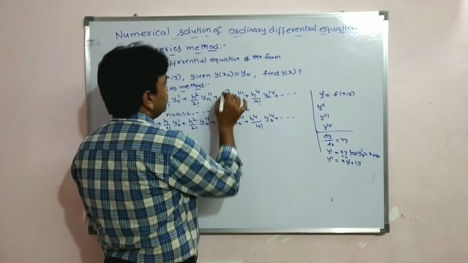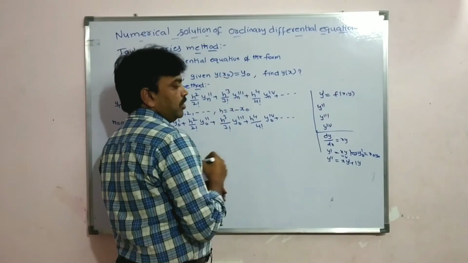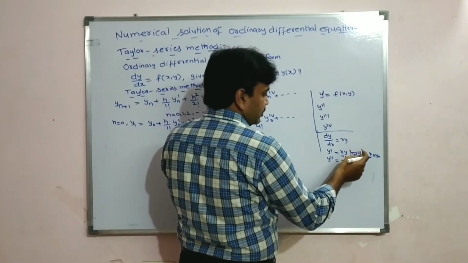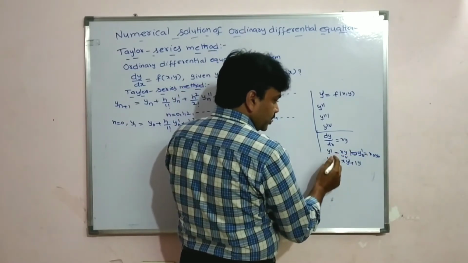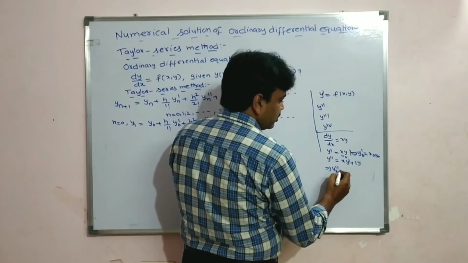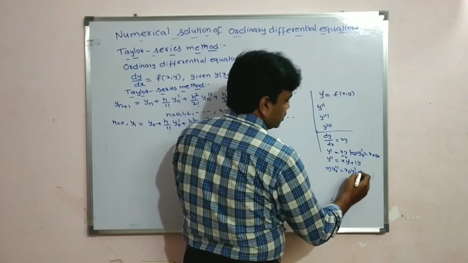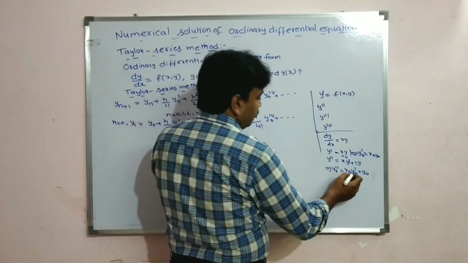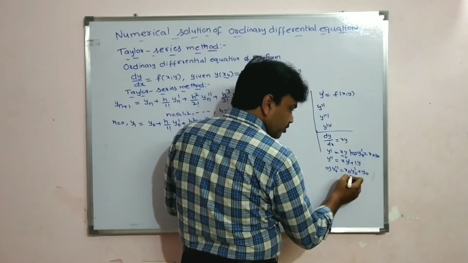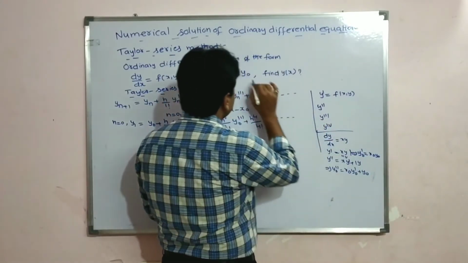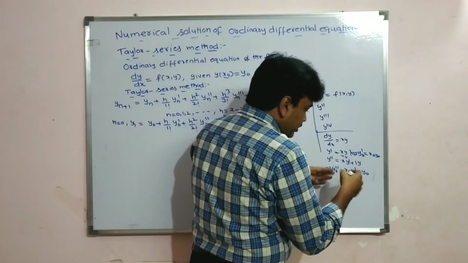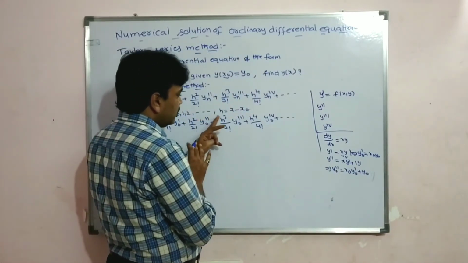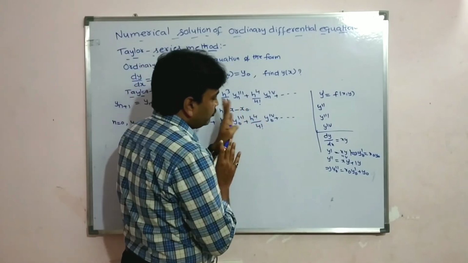You substitute the x naught value and y naught value, you get y naught dash. Now y naught double dash means x naught y naught dash plus y naught. We know x naught here. Y naught dash, you already found. You substitute here, plus y naught. In this way, you find the y naught dash value, y naught double dash value, y naught triple dash value and y naught power 4 value.